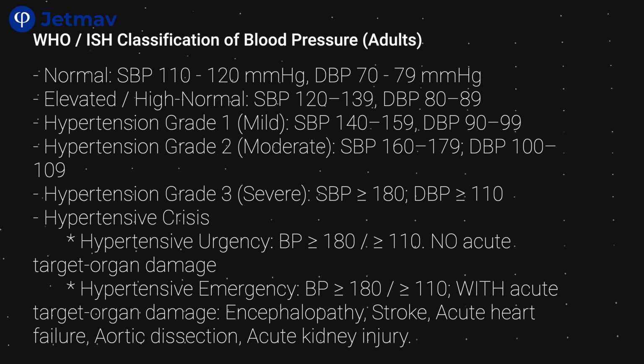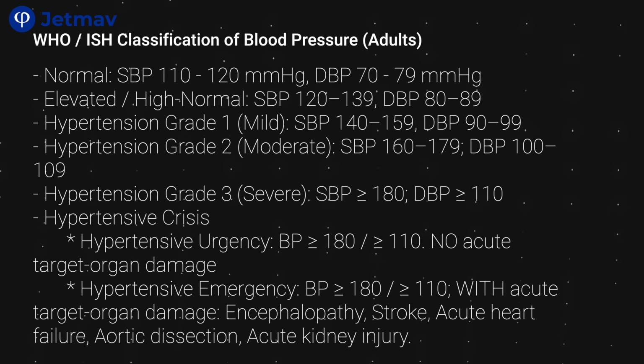Then the third aspect is severe hypertension, or grade 3 hypertension. Here, the systolic blood pressure is equal to or greater than 180 millimeters of mercury, while the diastolic blood pressure is greater than or equal to 110 millimeters of mercury. Then we also have what we call hypertensive crisis, which is divided into two: hypertensive urgency and hypertensive emergency. The two of them have a BP equal to or greater than 180 over 110.